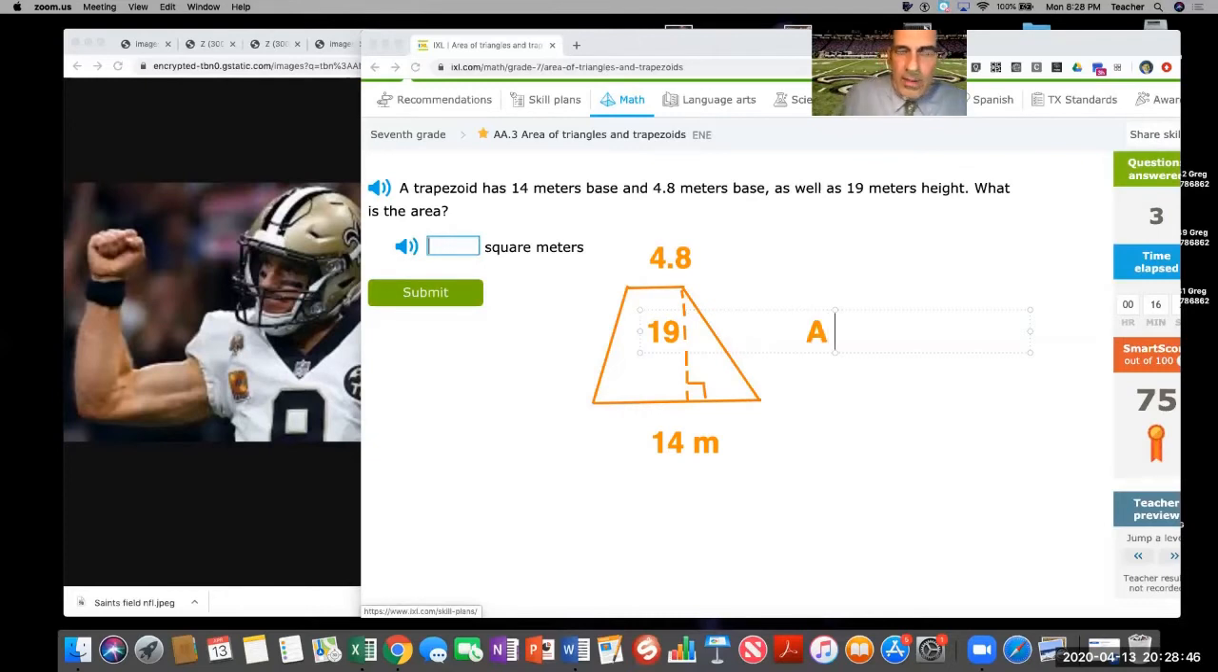So the area of a trapezoid, I said, is 1/2 times base 1 plus base 2. Oh, there's not room.